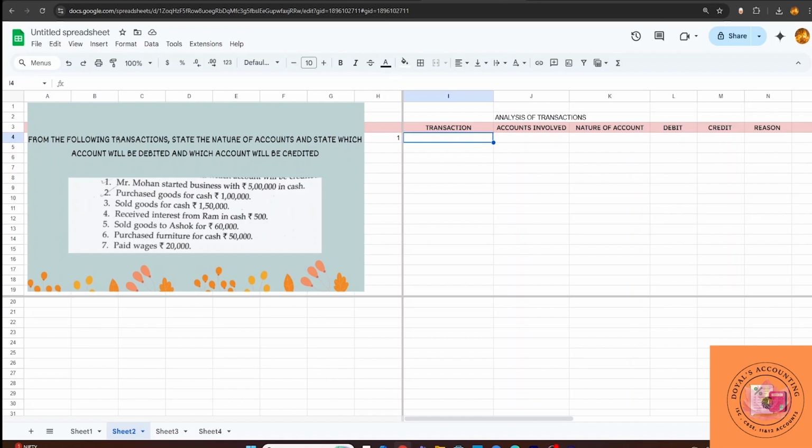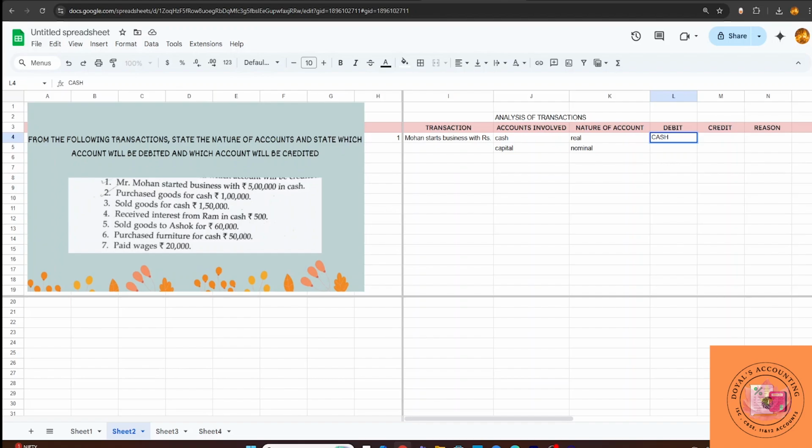Number one, Mr. Mohan starts business with rupees 5 lakh cash. What are the accounts involved? Cash and capital. What is the nature of these accounts? Real account, nominal account. Now, what will be debited? Cash will be debited because of the rule.